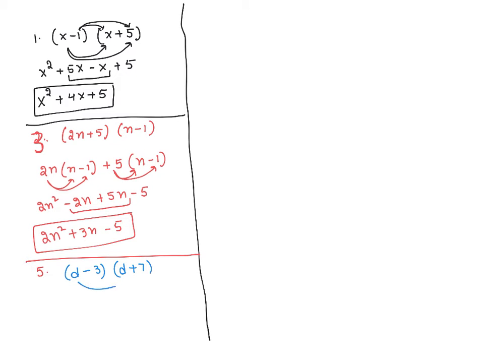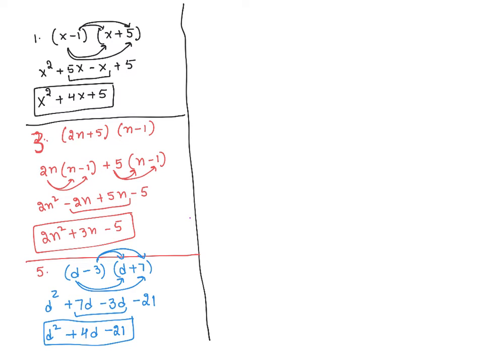I can use the FOIL method, so I just memorize the pattern. That is this one, so arrow pattern. d times d is d squared. d times 7 is 7d. Negative 3 times d is negative 3d. And negative 3 times 7 is negative 21. Combine the like terms. You're going to get d squared plus 4d minus 21.